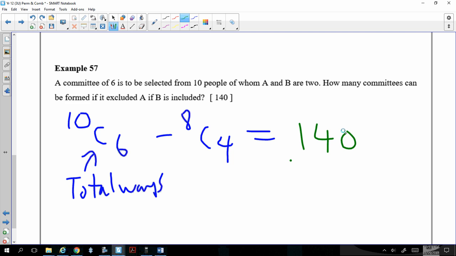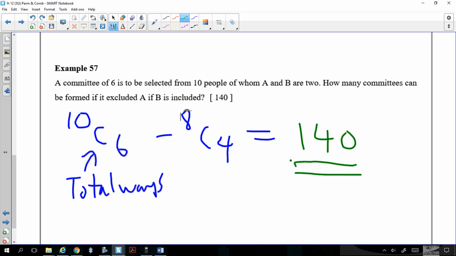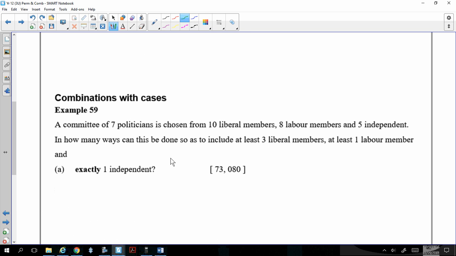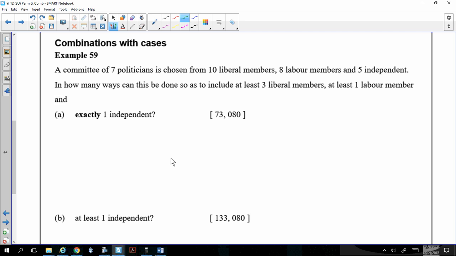All right, how about the next page? Let's do the next page. We're not going to do 58. We'll just do 59. Have a try at 59. Give you a moment to think about it. It's pretty easy. Again, this one you do a lot of. So let's start with 3 liberal, 1 independent.